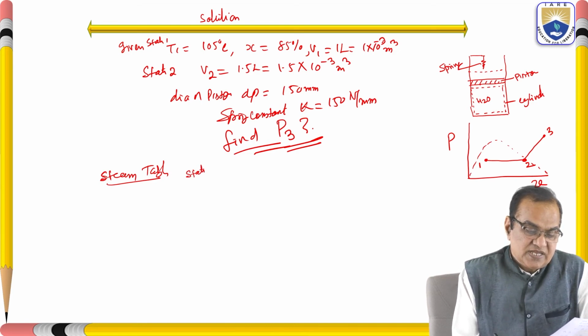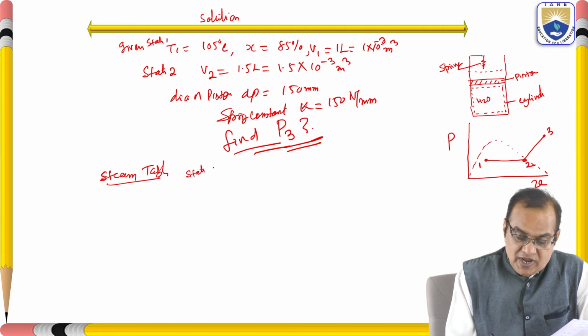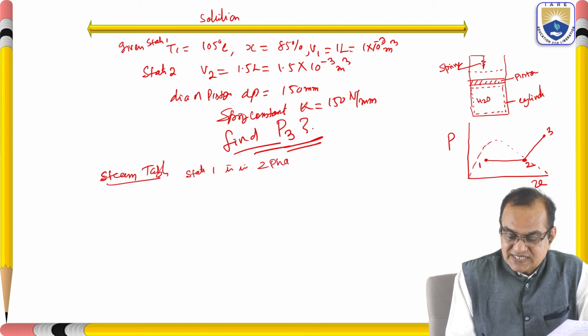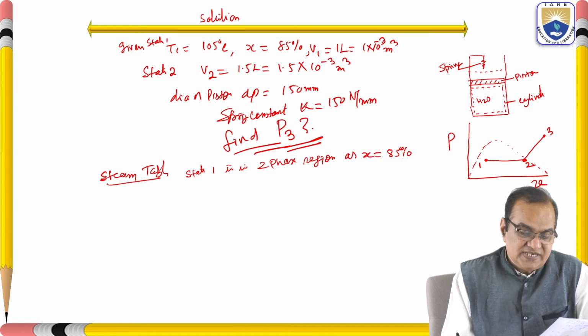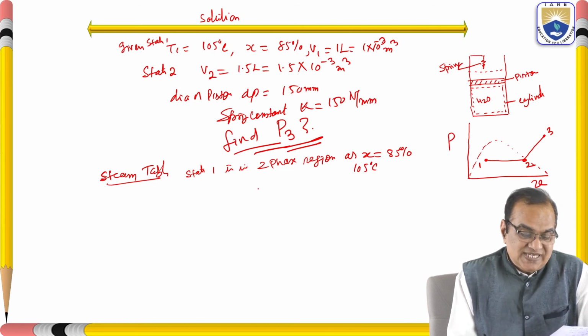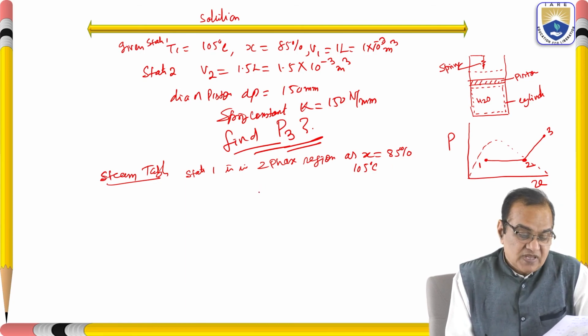State 1 is in the two-phase region, as X is equal to 85% and 105 degrees centigrade. So we have to see by the steam table.